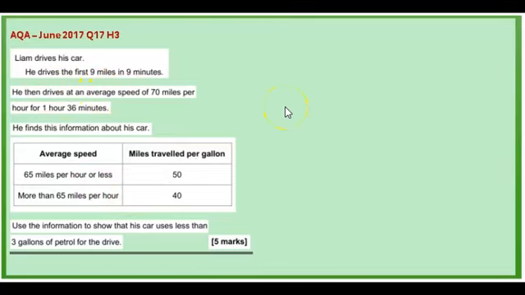And for that reason, we need to know each time what the distance is and what the speed is, because based on speed, we have the consumption. So here is how I did it. For the first part, the problem stated he drives 9 miles in 9 minutes. That is a speed of 60 miles per hour.